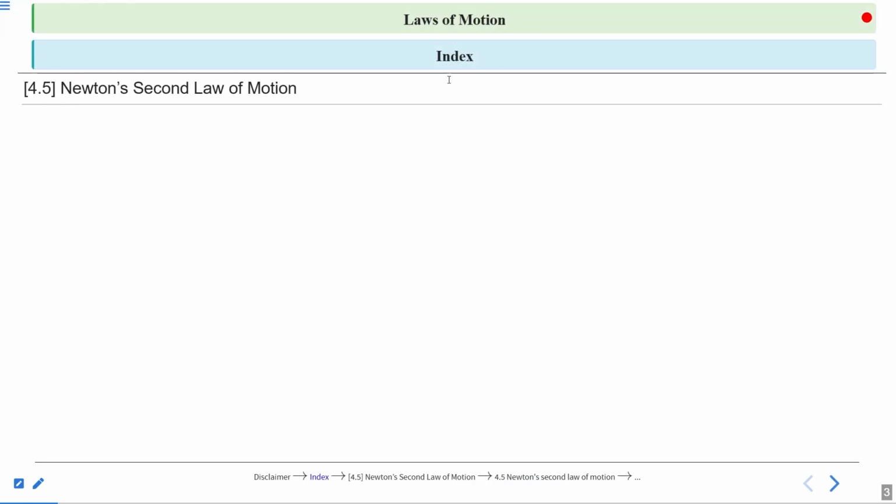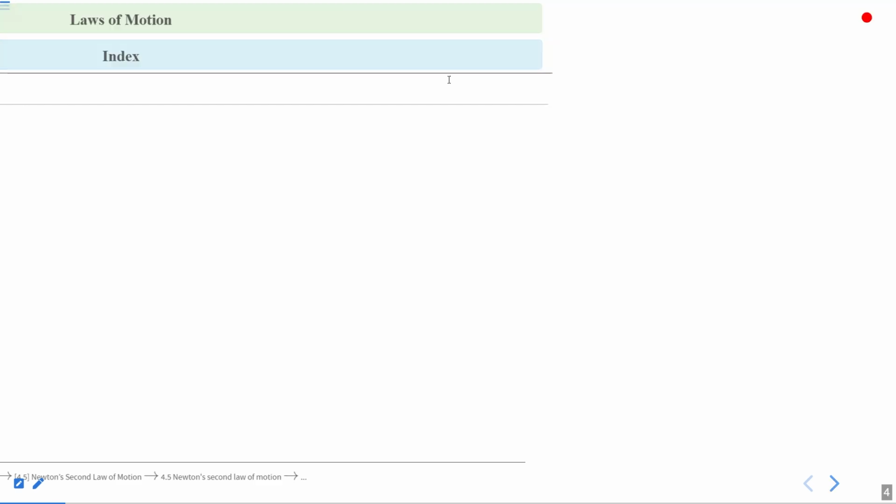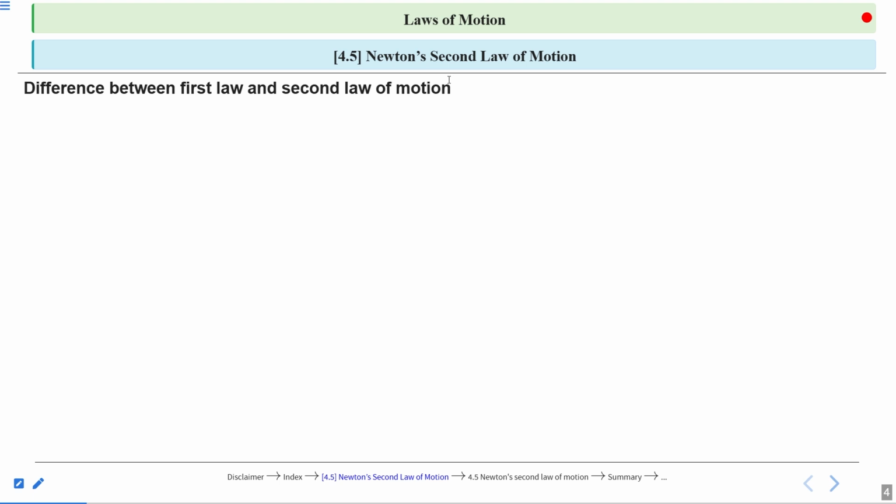So, in today's lecture, we will cover 4.5 Newton's second law of motion, and the difference between the first law and the second law of motion.